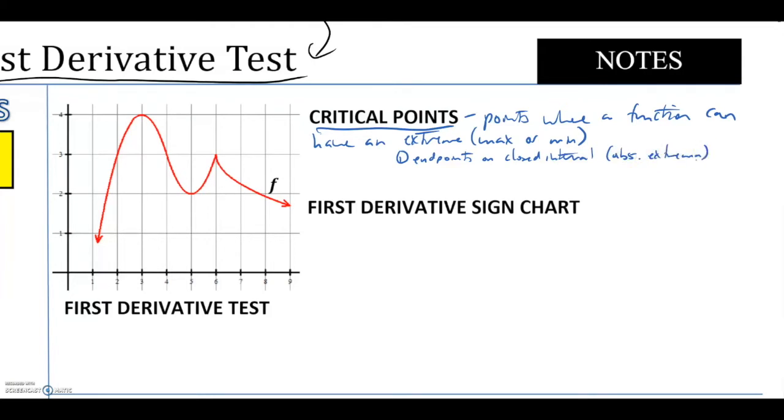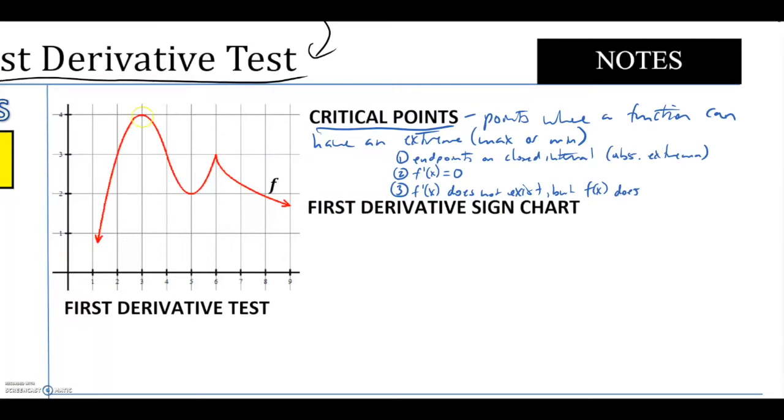The two other spots for critical points, which we're going to talk about a lot more in this lesson, are where the first derivative is equal to 0, so a slope of 0, and where the first derivative does not exist, but the original function does. So our sharp corners, our cusps, places where we have a point but we don't have a defined slope.